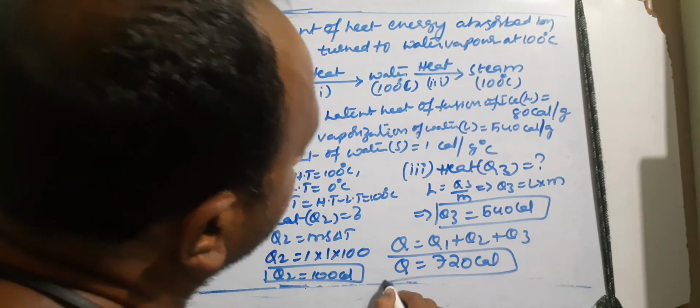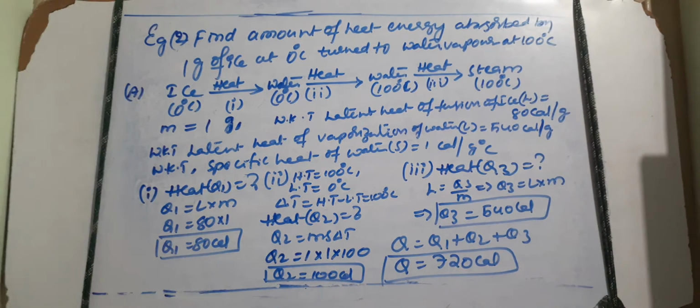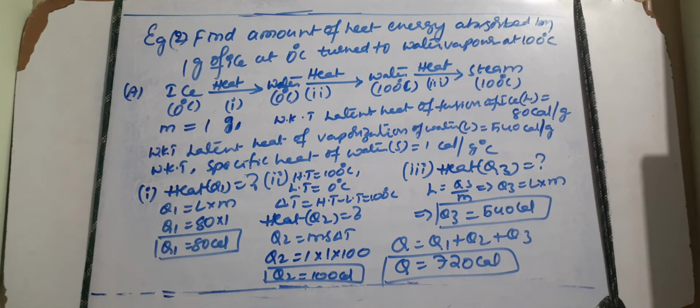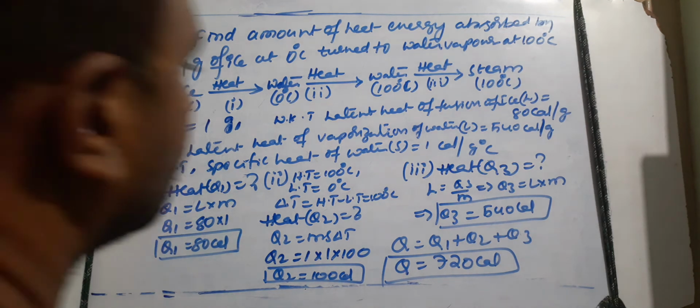So these are the two example problems, on the loss or gain of heat energy, that is, the amount of heat energy absorbed during conversion of ice into steam. So these are the two example problems. Now we are finished, students. So that's all.